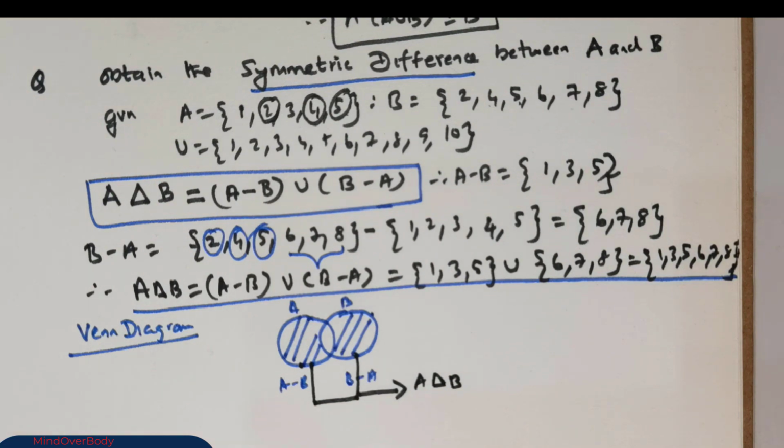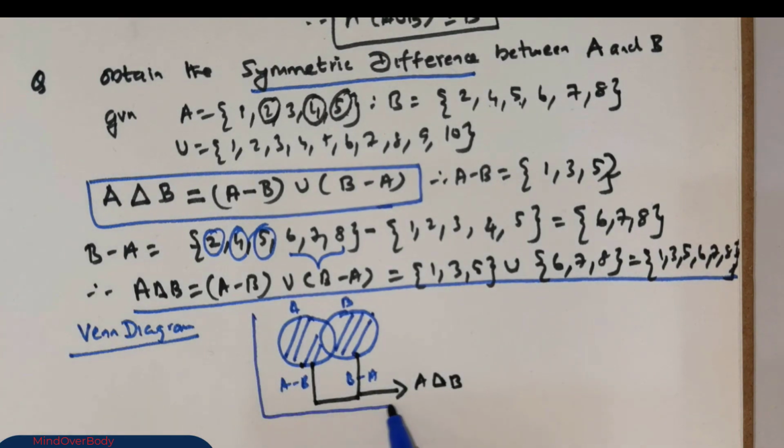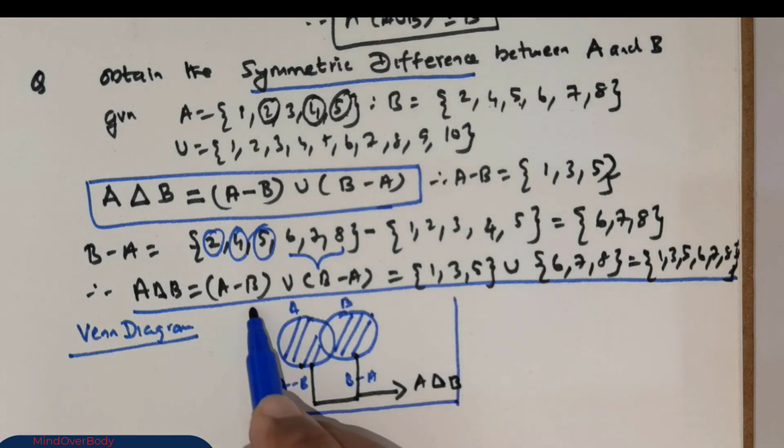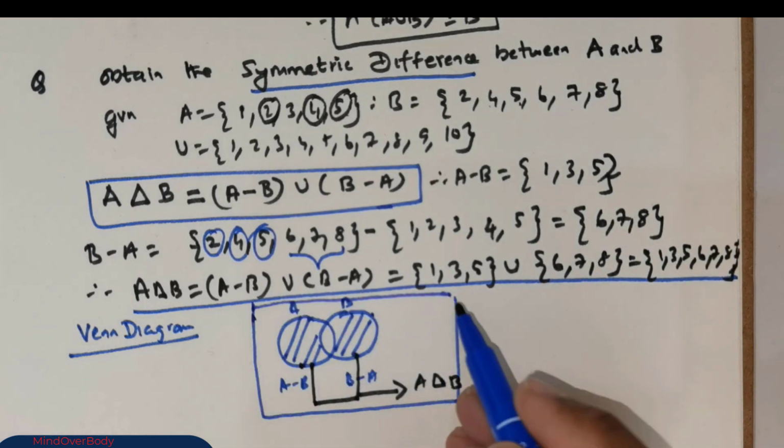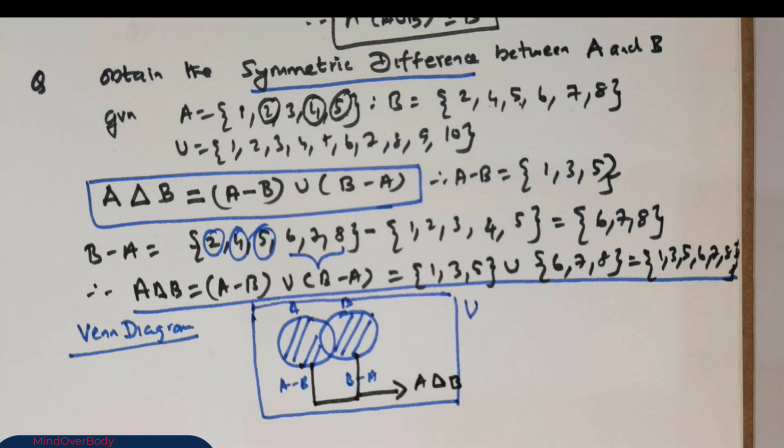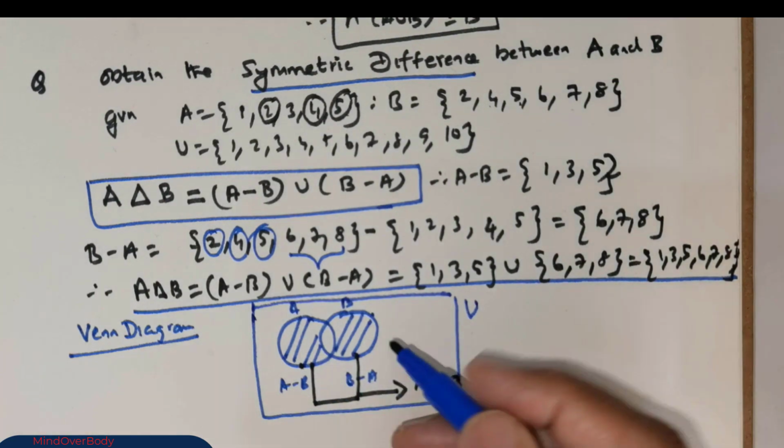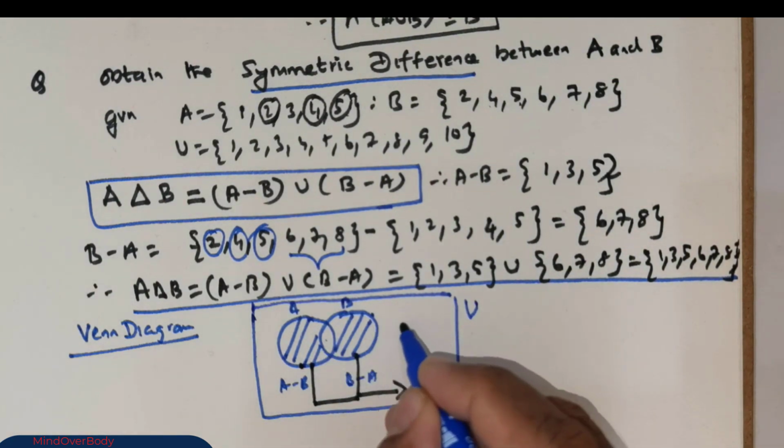Of course, you need to put these things into a box, and this is the universal set. Right? Now this is the intersection. This part is going to be A intersecting B.